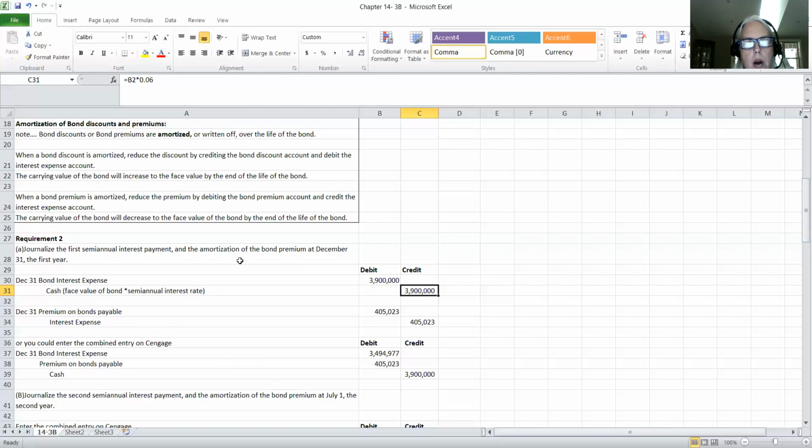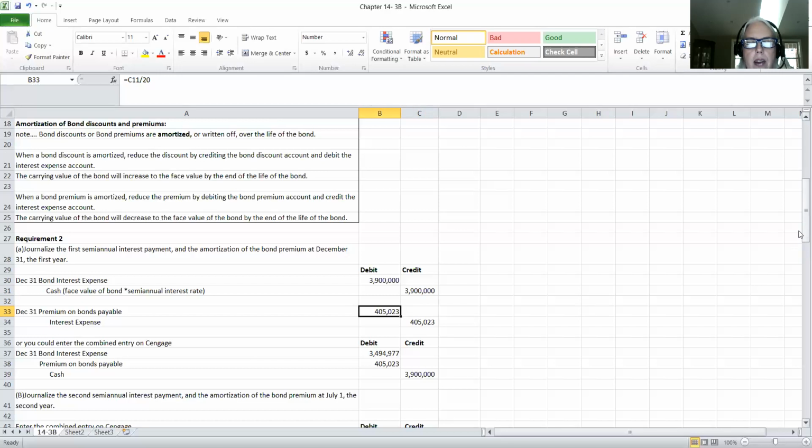The second part of requirement A is for the amortization of the bond premium. We are reducing the bond premium on our books, which will also reduce our interest expense, because the premium is an adjunct account to the bond payable. The adjunct account premium normally has a credit balance. When we're amortizing it or writing it off, we would have to reduce this account by debiting it. That's why I've debited it for $405,023.